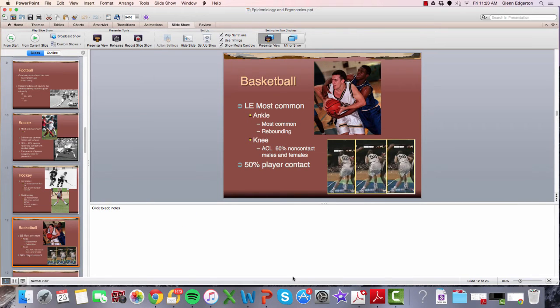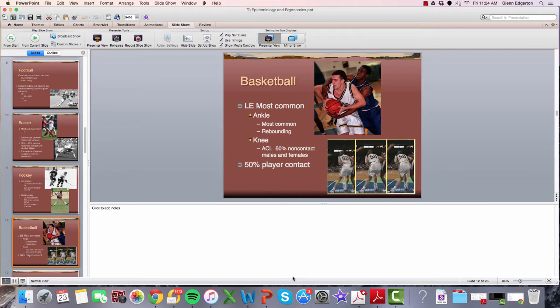In basketball, ankle is the most common and usually seen during rebounding. ACL injuries are 60% non-contact, males and females, and if you recall back to the injury classification lecture that we had last week, there are non-contact ACL injuries, and 60% of the ACL injuries in basketball are non-contact, meaning that the athlete's not getting hit at all. They're just planting their foot and they're tearing their knee.